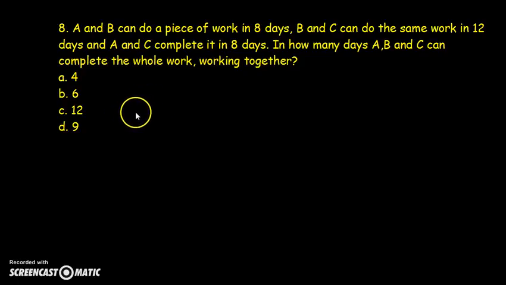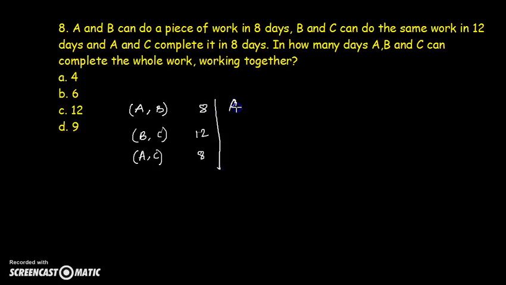So this question essentially gives us pairs, as in A and B together take 8 days to finish. B and C together take 12 days. And A and C, when working together, they can finish the work in 8 days. And finally our question is to find out, when A, B and C, all three of them are working on that same task, how many days will they take to finish the work? Let us assume A takes A days to finish the work alone, B takes B days, and C takes C days.